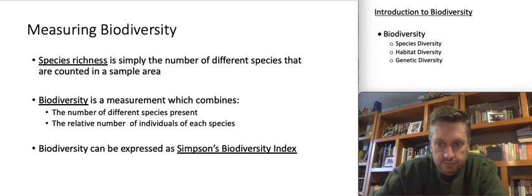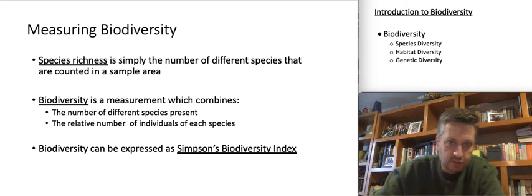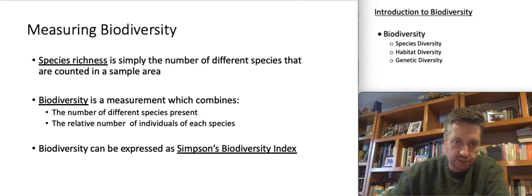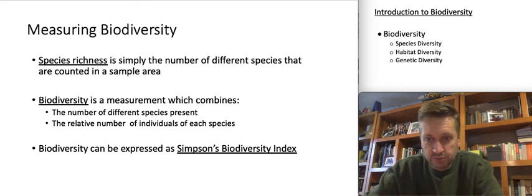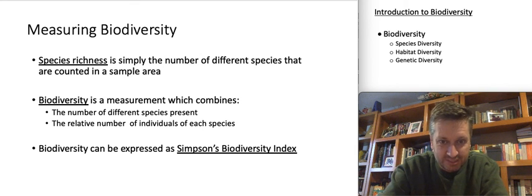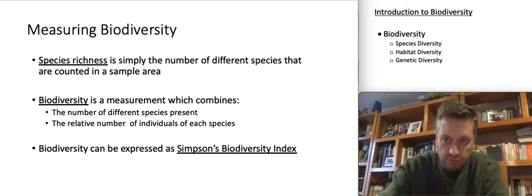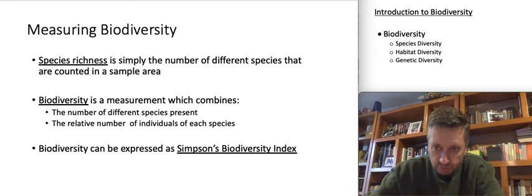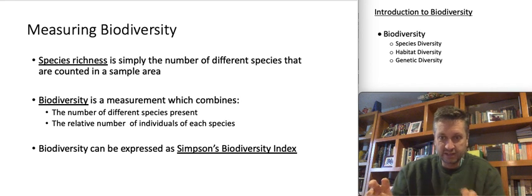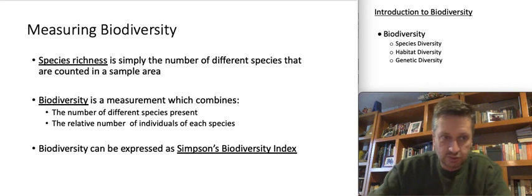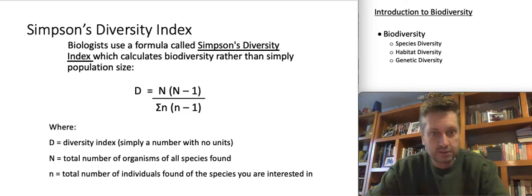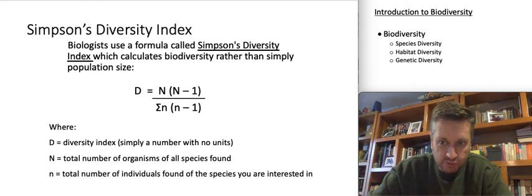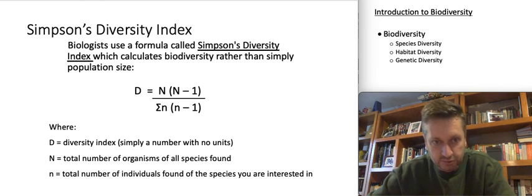Okay, and getting towards the end of this, in terms of measuring biodiversity, well, we can measure species richness, we can measure biodiversity, and we usually do that in terms of Simpson's index because it gives us a measure of both. Remember, please, that Simpson's index does not have a unit. The word index means something without a unit. It's just given by this equation, or at least this is the version of Simpson's index that the IB prefers us to use.